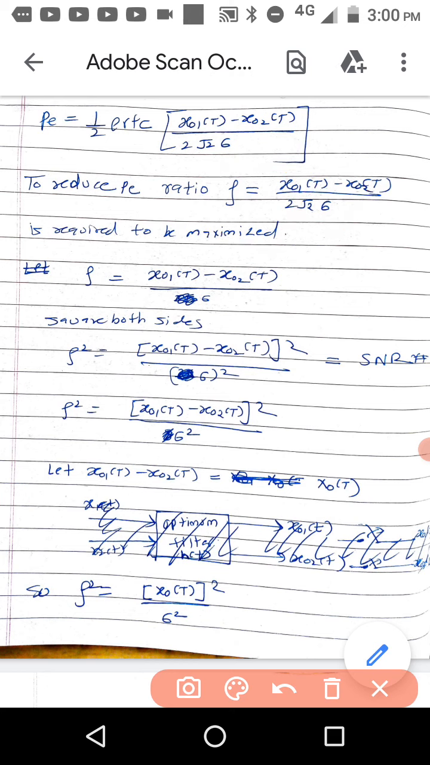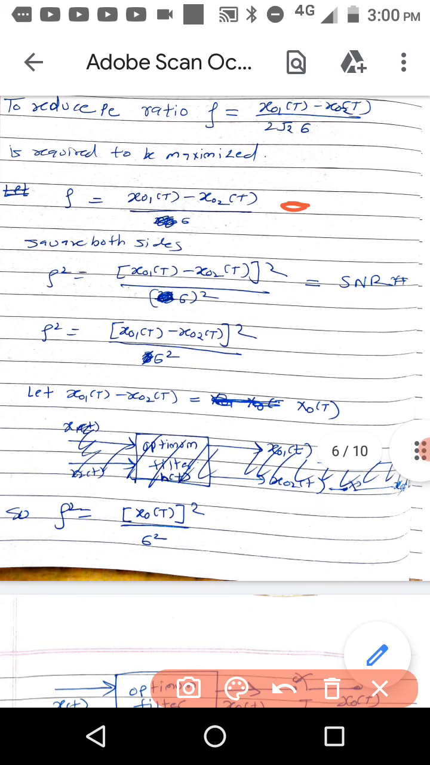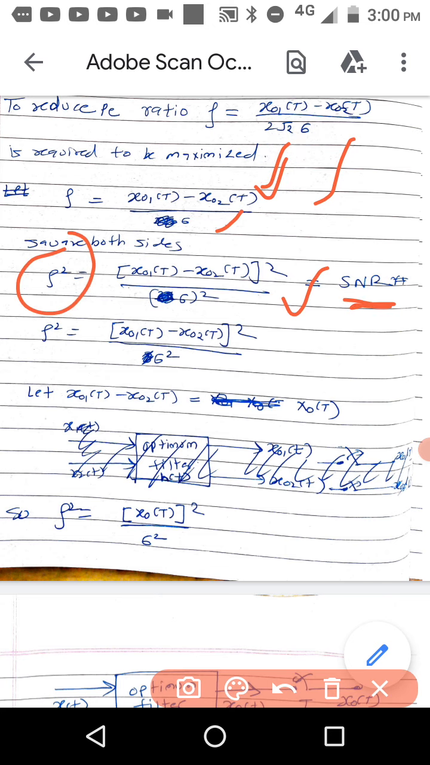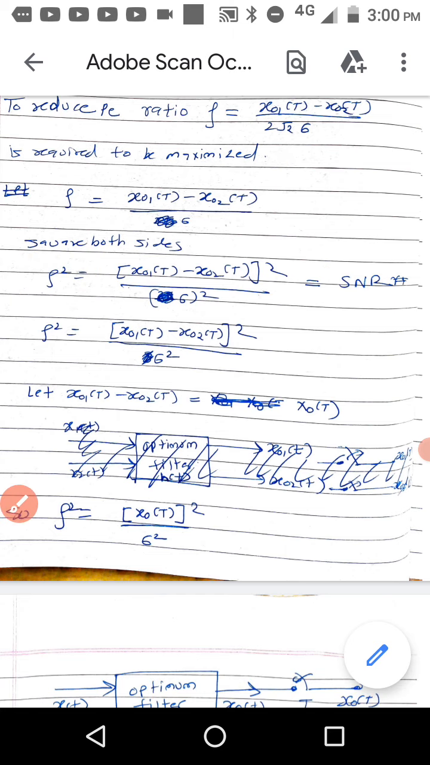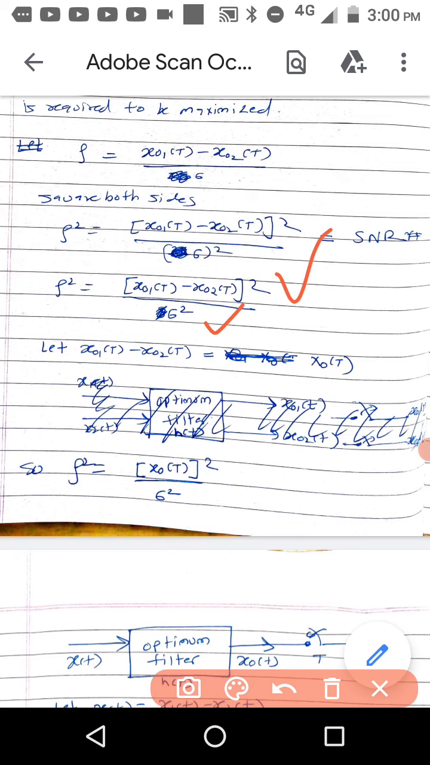So here just don't take 2 root 2. This is that ratio rho, then rho square is this one. Now if you square the signal here, this is the signal voltage divided by the noise voltage, so if you square the voltage you will get power. So rho square is the signal to noise ratio, or signal to noise power ratio. This is the square and this is also a square.